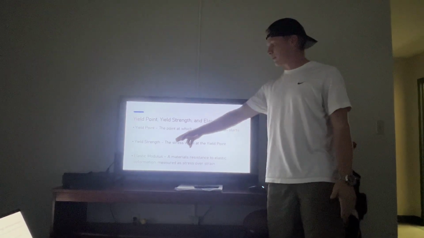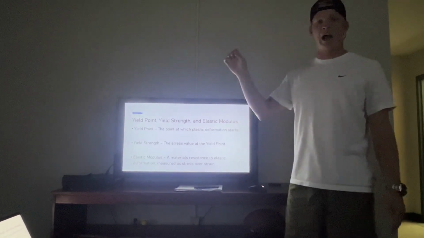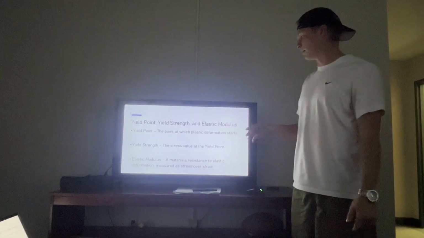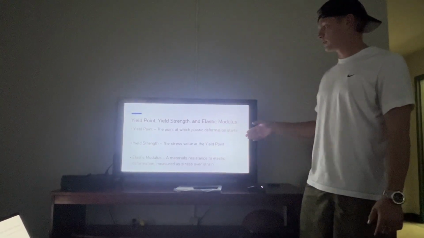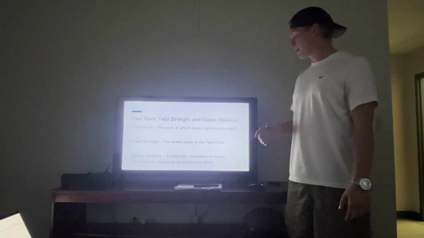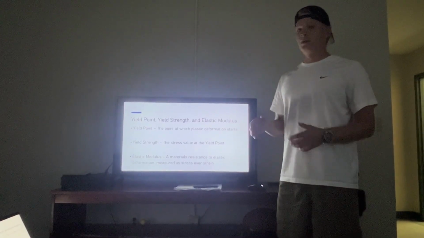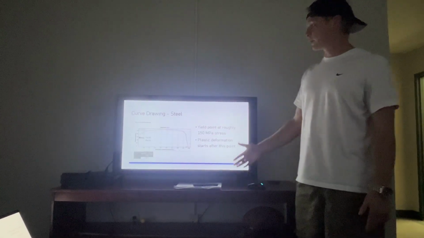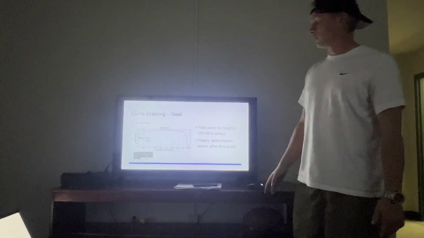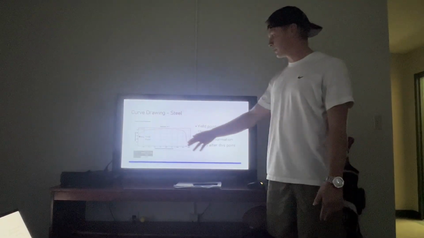The yield strength is the exact stress value at that point on the graph. And then the elastic modulus is the material's resistance to elastic deformation. And that is going to be stress over strain. So using that, we have our curve drawings, which we're measuring stress over strain.